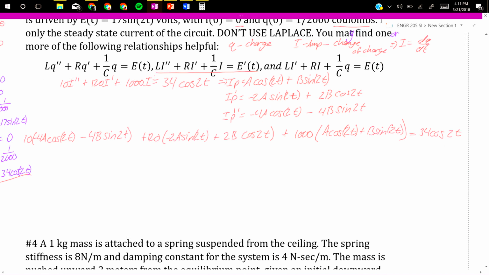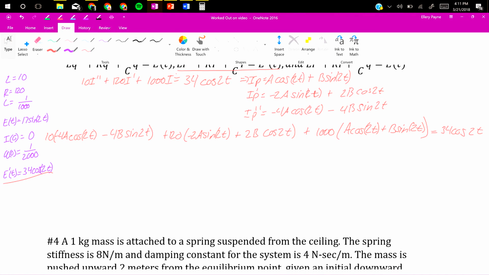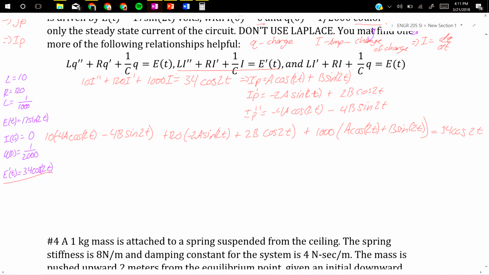Just because I like that better. All right, so then our next step, I'm going to write this in purple so it's easier for you to see and follow what I do, is we're going to do equating coefficients. So we're going to equate the left side to the right side. So I'm going to make a sine equation and a cosine equation.